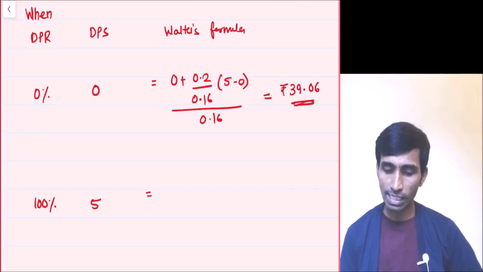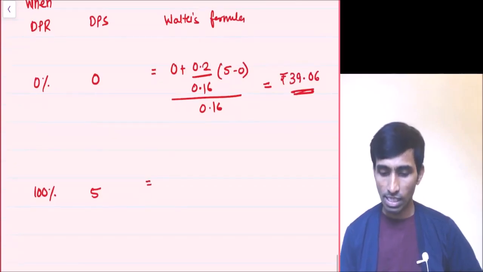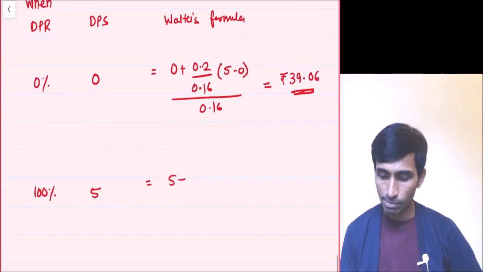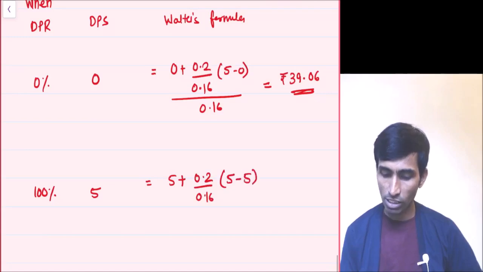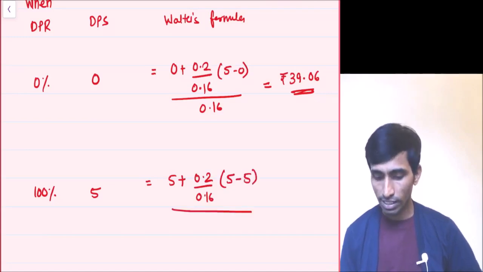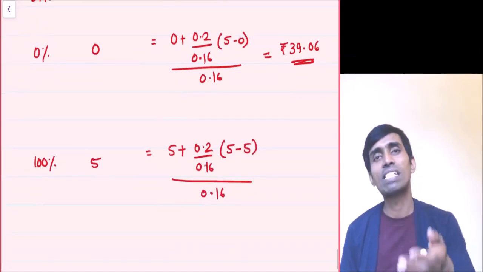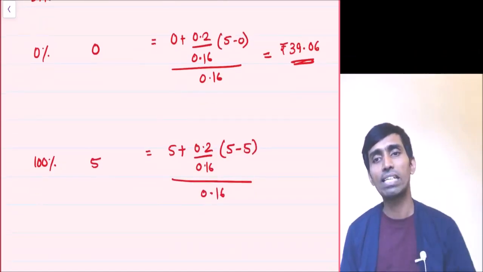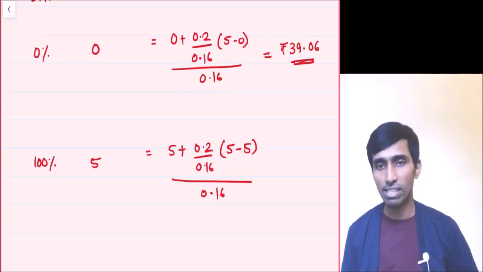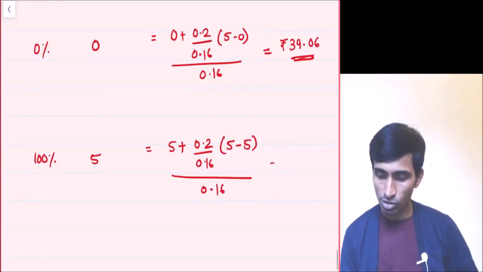Rupees 39.06, and here you will get 5 as my dividend, 0.2 divided by 0.16, 5 is earnings and dividend is 5, so ultimately what is left? 0. Okay, so actually now this part you should not calculate. Actually what you should do, when it is 100%, whatever is the dividend, dividend divided by K, K divided by K. Okay, so it comes to how much?